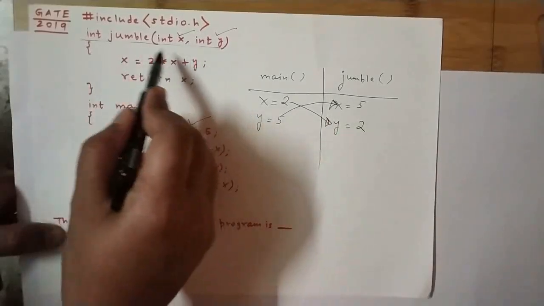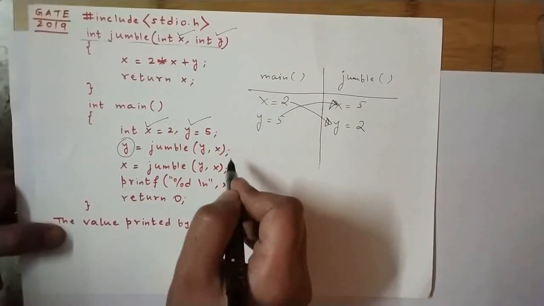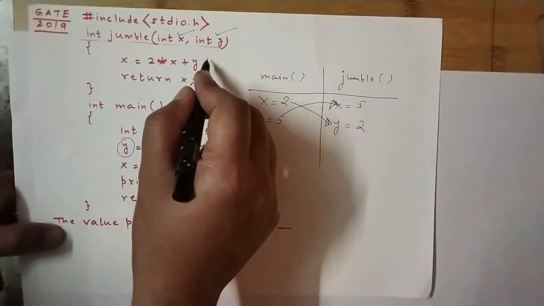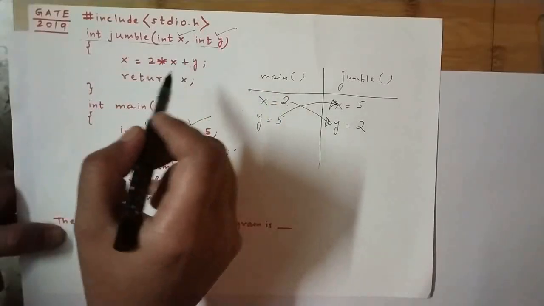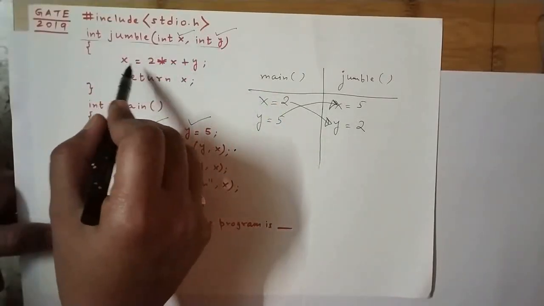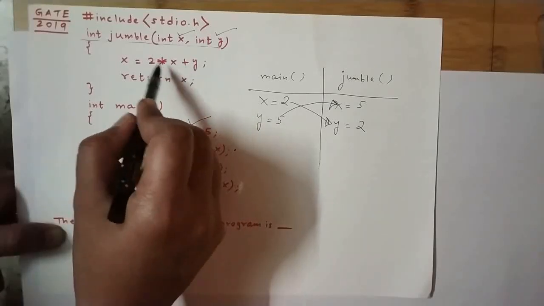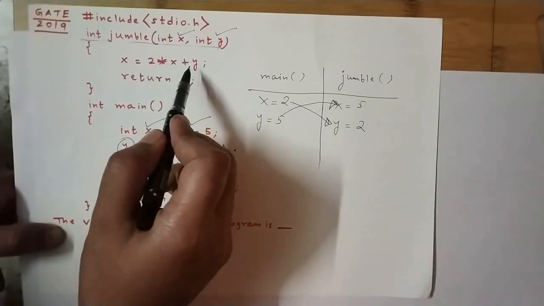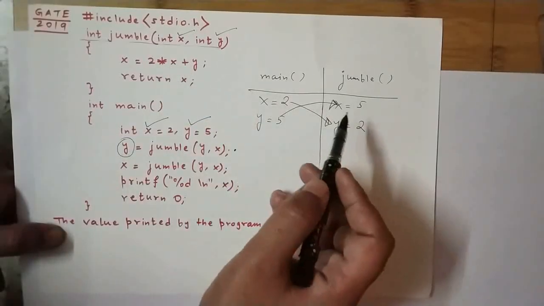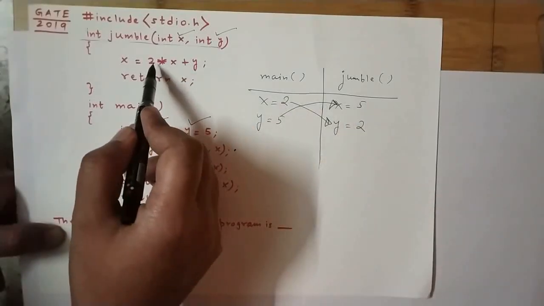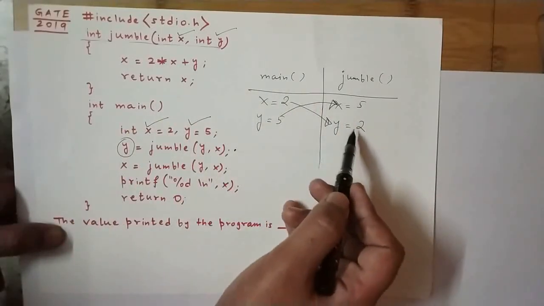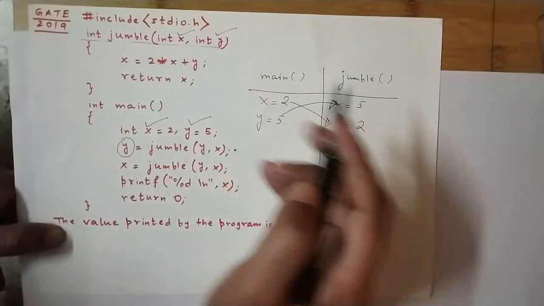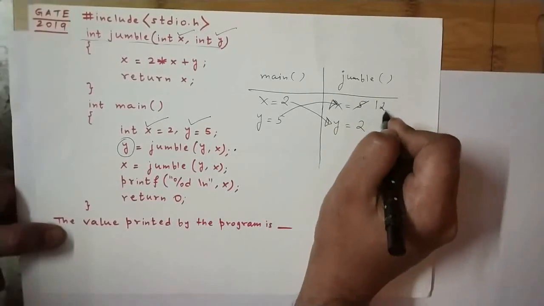And now the computation will move to this statement, because this statement leads to a transfer of control to the first line of the jumble function. The first line of the jumble function is x equal to 2 star x plus y. Star here stands for multiplication, and since the multiplication operator has higher precedence than addition, we'll multiply x, which is 5, with 2, getting 10, and add it with the value of y, which is 2. So 10 plus 2 will give me 12, and this value of 12 will be assigned to x itself. So x gets a value of 12.